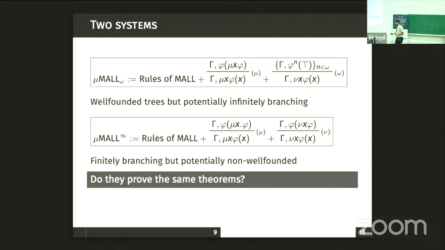Right. So in conclusion, we have two systems. We have the omega system, where you have the omega rule. Everything else is the same in these two systems. These are well-founded trees, but potentially infinitely branching. On the other hand, we have the opposite situation. We have the same rules for mu-MALL and for the least fixed point, but we have this unfolding rule for the greatest fixed point. And in this case, we have infinitely deep, or non-well-founded, trees, but they're finitely branching.